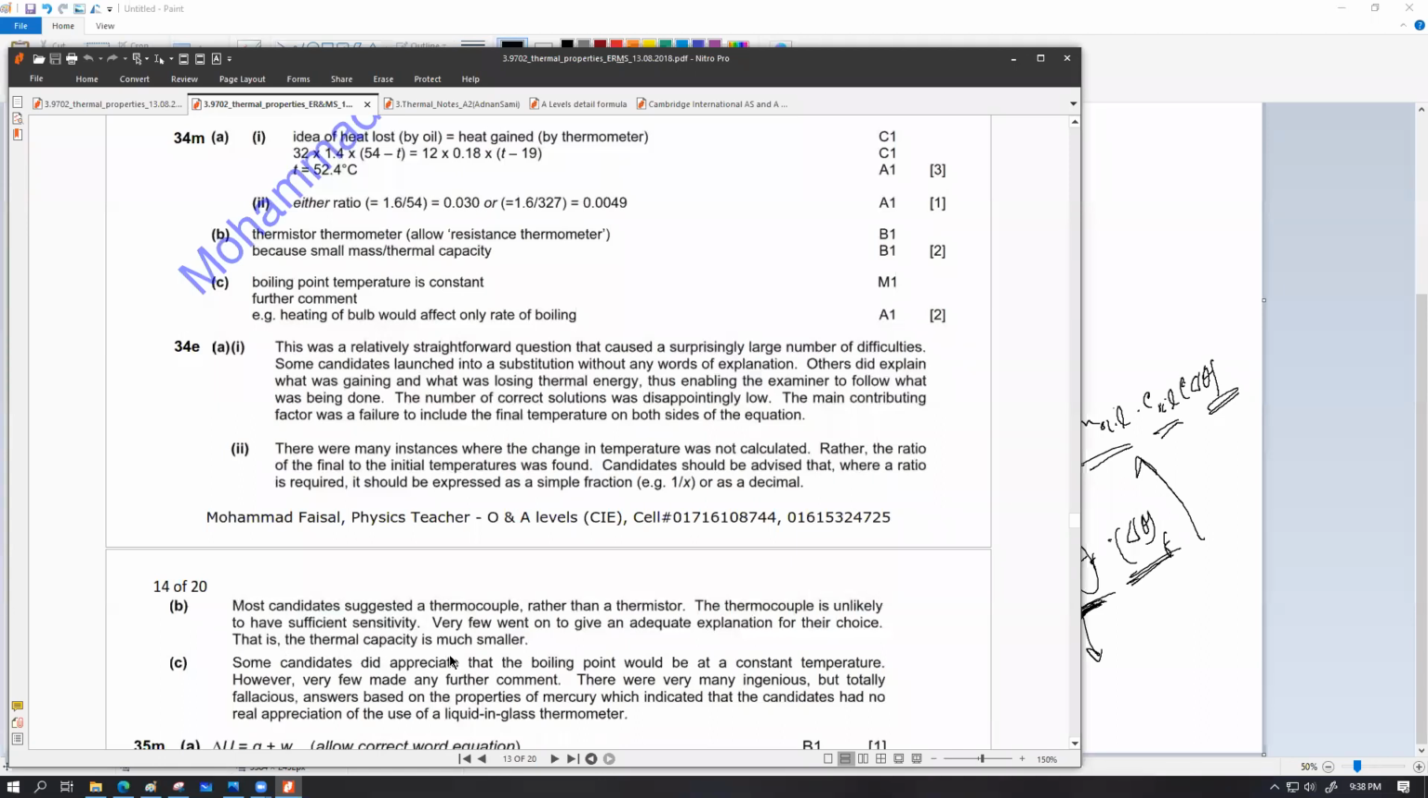That is, the thermal capacity is much smaller. We wanted to give an accurate expression for this. No. Here is the deal. Most candidates suggested a thermocouple rather than a thermistor. The thermocouple is unlikely to have sufficient sensitivity. That is one problem. Very few wanted to give an adequate explanation for their choice.